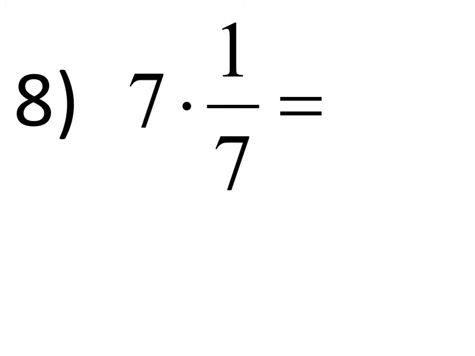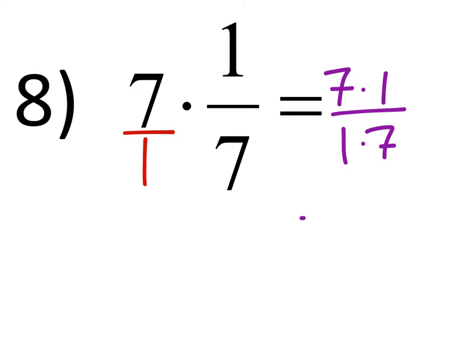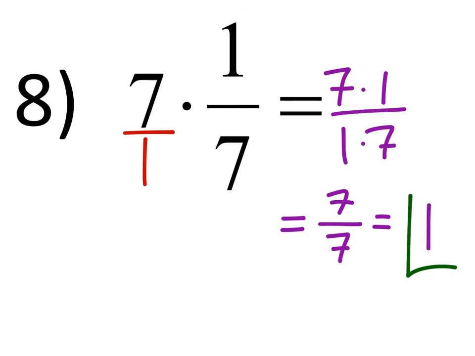Yeah, so this one, right, we treat that as 7 over 1. So when we rewrite this, 7 times 1 over 1 times 7, then we get 7 over 7. And anything divided by itself is 1. Done.